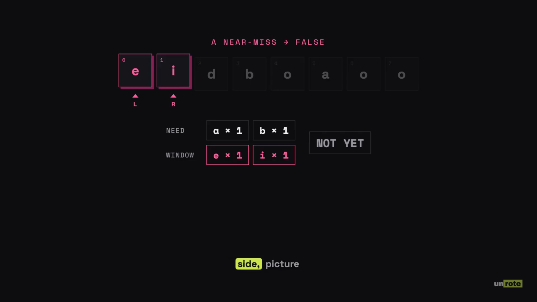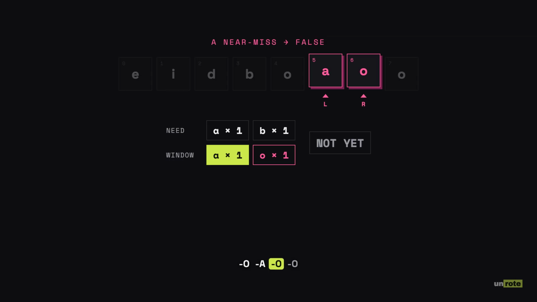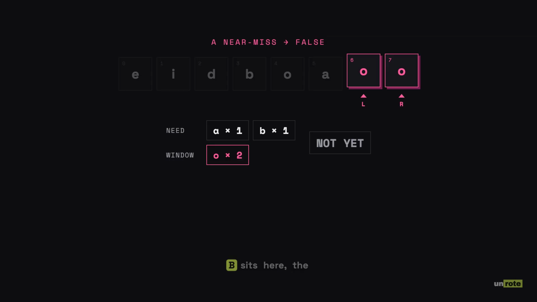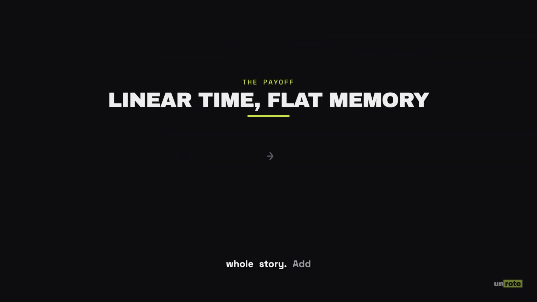To see the other side, picture the text eidbaooo instead. The B sits here, the A way over there, never inside the same 2 wide window. So no landing spot ever balances the tallies. The window reaches the end and the answer is false. Counts are the whole story.